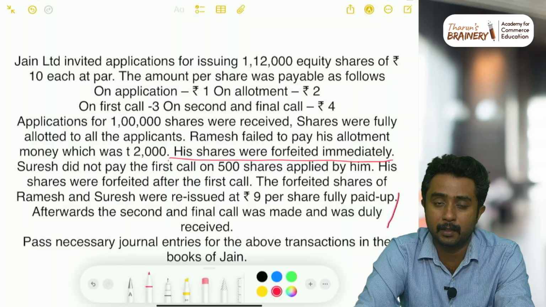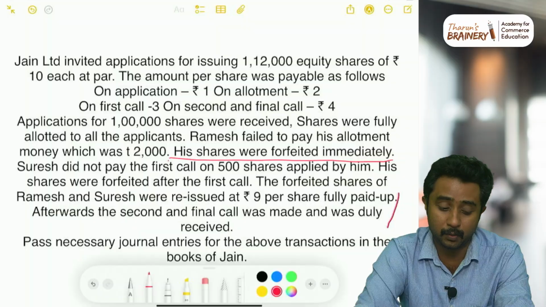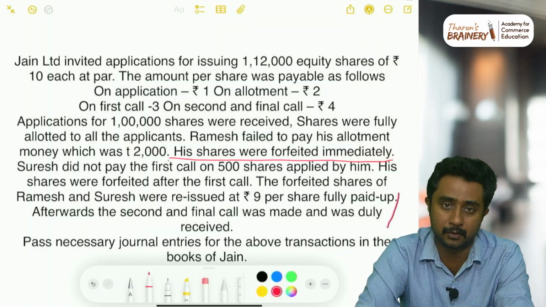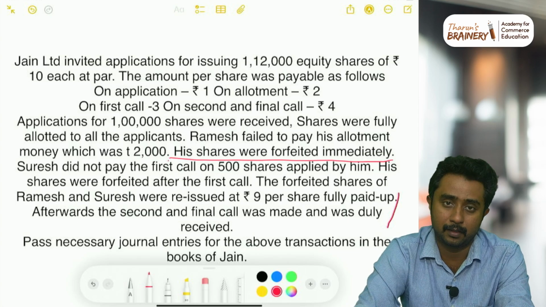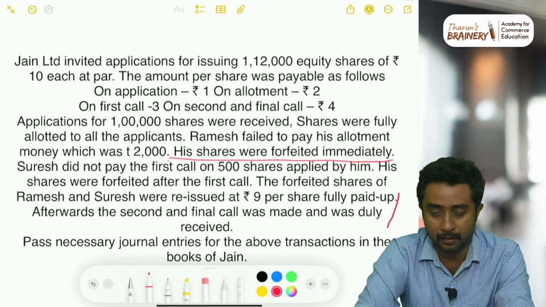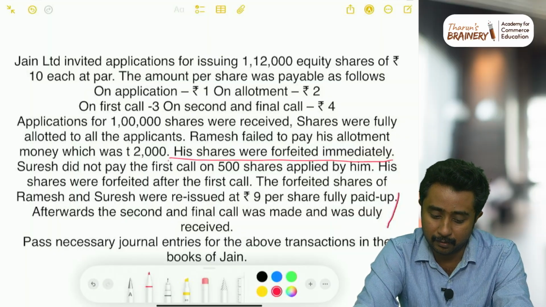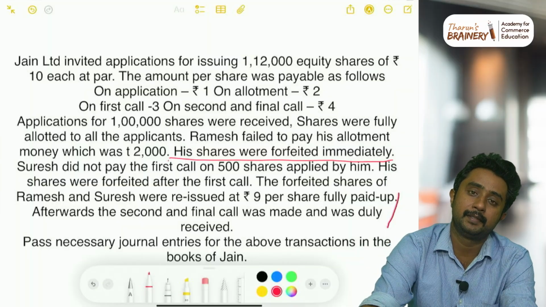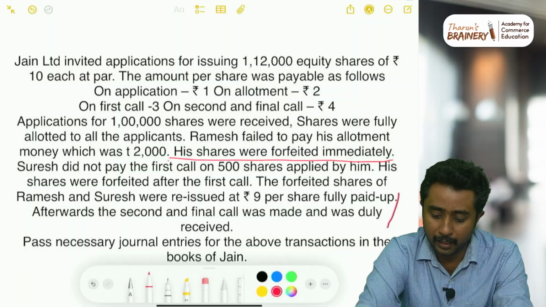When the shares are forfeited immediately, it means that when the time comes for paying the installment, whether it is first call or allotment, whatever installment it is, we will pass the due entry. The due journal entry will be there, we will expect the money to be paid on a particular date, and we will pass the received entry also. And after that installment, here allotment money, his shares were forfeited.